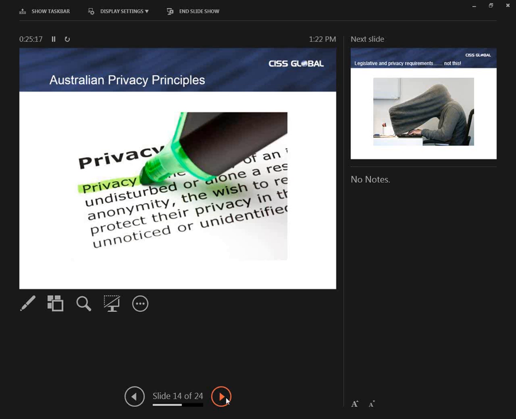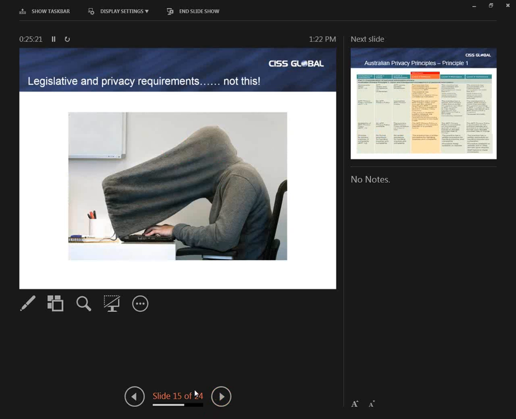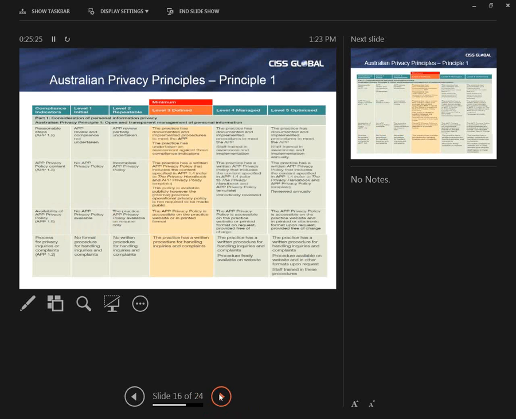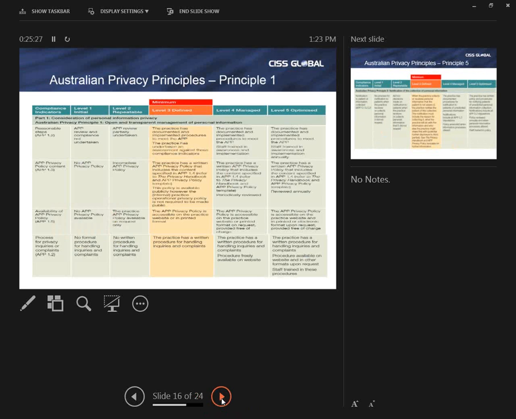So let me move through my slides. This is not what we're looking for. That's the sample of the matrices which was emailed out to you, so I hope you're looking at that.